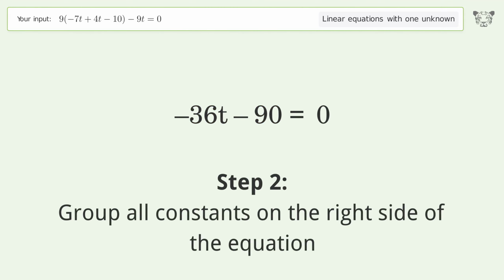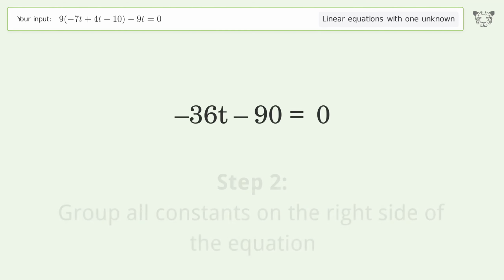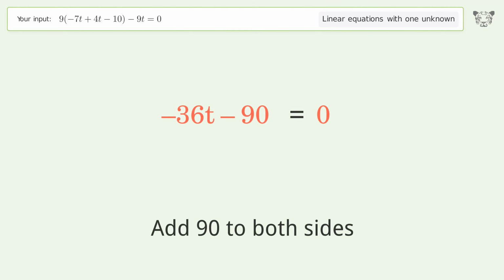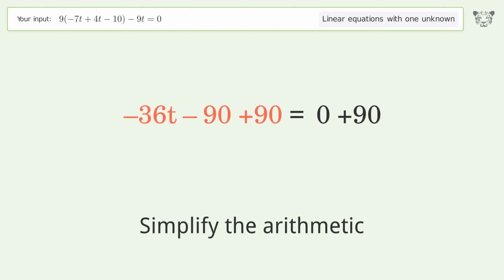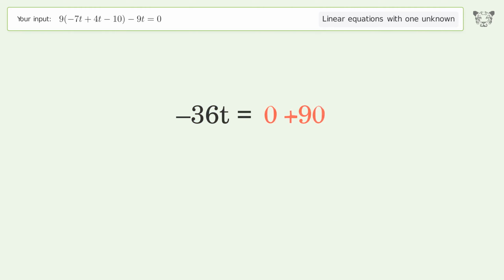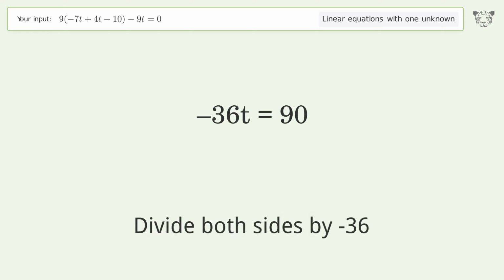Group all constants on the right side of the equation. Add 90 to both sides. Simplify the arithmetic. Isolate the t. Divide both sides by -36.